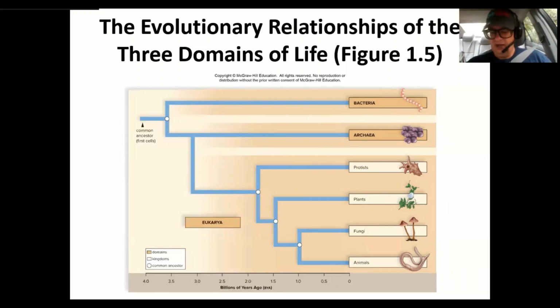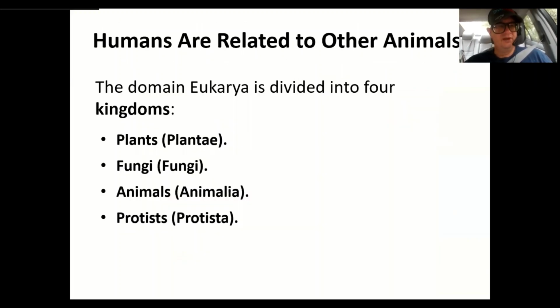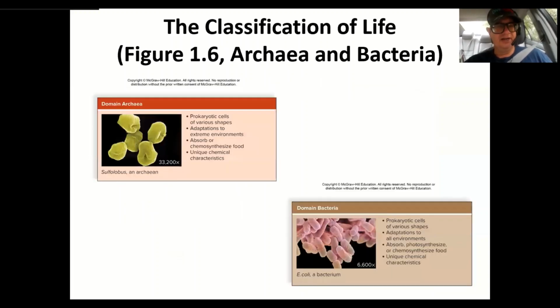Okay, so let's move on. So the domain eukaryota, that's us, the stuff with a nucleus, is divided into plants, fungi, animals, and protists. Yeah, we did that. You know that. Okay, we have some pretty pictures to show you what they look like. Archaea and bacteria, you know, are both single-celled. They both don't have a nucleus.